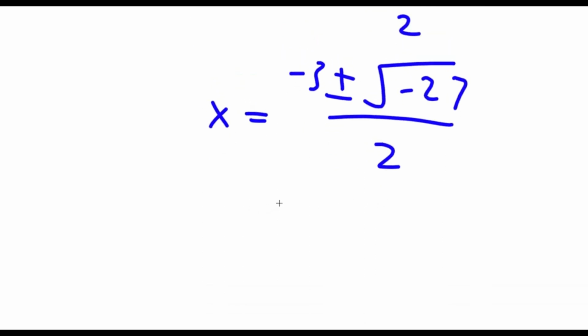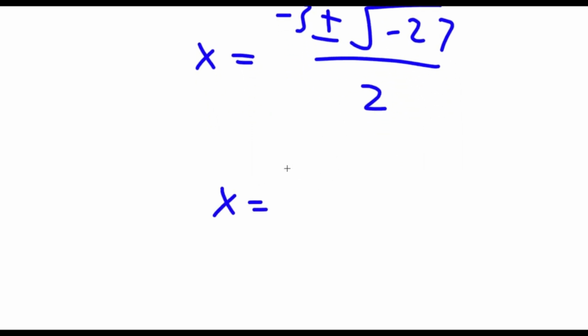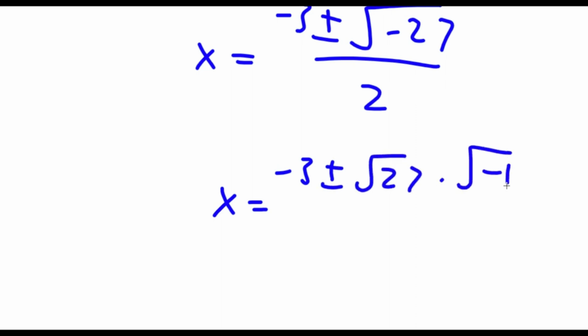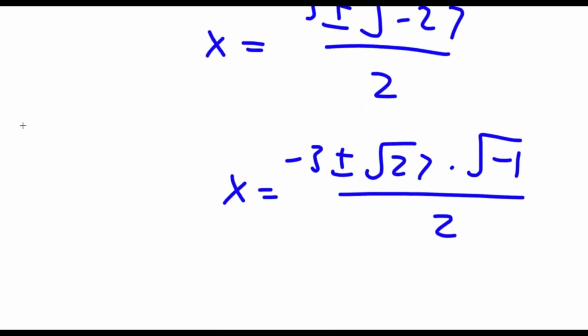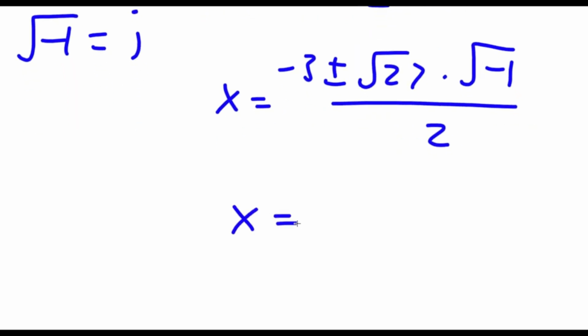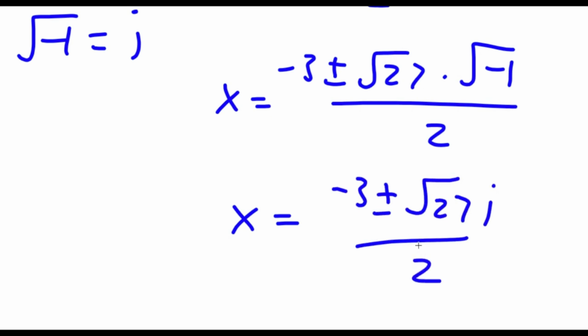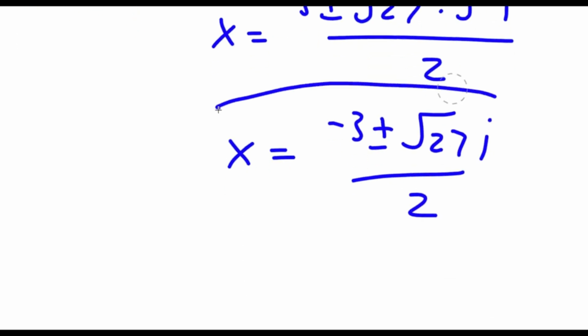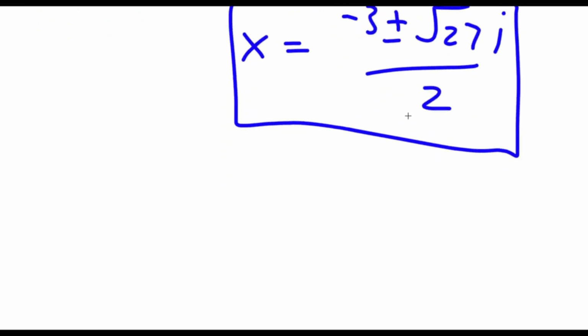And now the square root of negative 27, I can rewrite as the square root of 27 times the square root of negative 1. And if you guys didn't already know, the square root of negative 1 is actually equal to the imaginary number i. So now, if I replace the square root of negative 1 with i, I get negative 3 plus or minus the square root of 27 i over 2. So these are 2 other solutions to this problem.